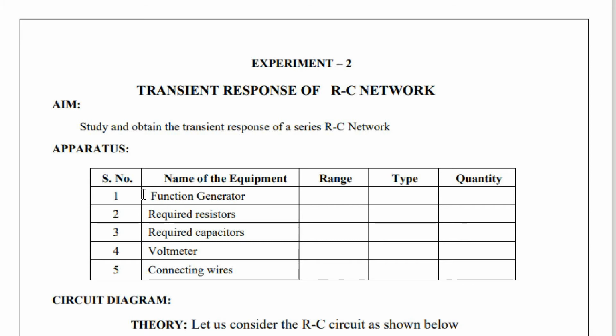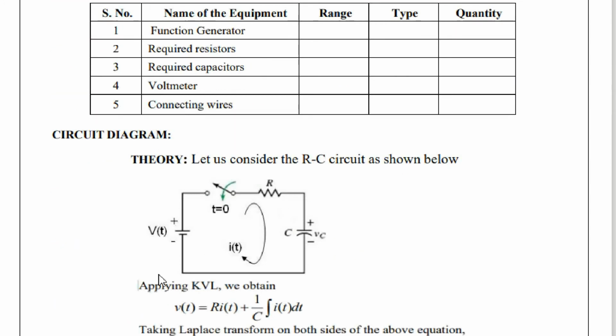To do this experiment, we need some apparatus like a function generator, required resistors, required capacitors, voltmeter and connecting wires. So this is your circuit diagram. It consists of V of t, R, C. This V of t is given from the function generator. I of t is the current in the loop and Vc is the voltage across the capacitor.